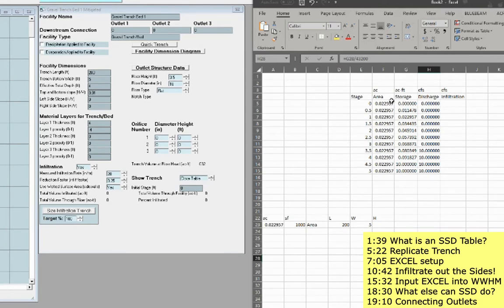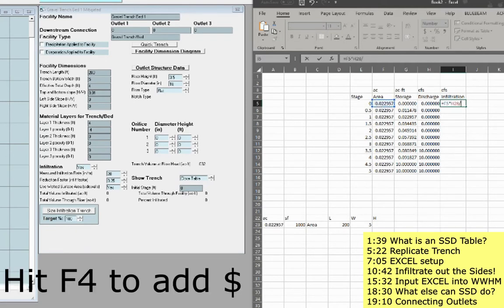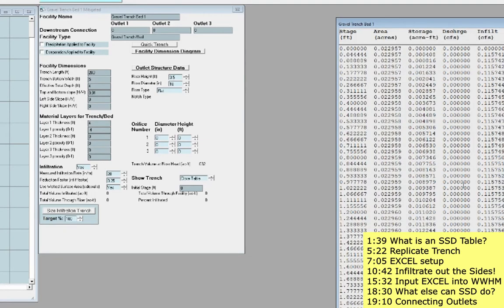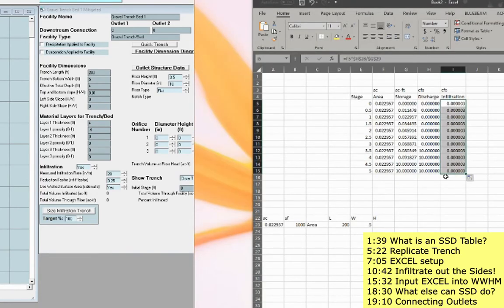So you can see that increasing the amount of surface area is going to give a significant increase in the infiltration rate. So what I'm going to try first is equals this times this divided by 4. I need to hit some dollar signs in here. I'm hitting F4 to do this, by the way. And let's see how this compares to what I came up with in my WHM value. Let's see, so I have quite a bit higher number in WHM. I'm curious what I did differently.